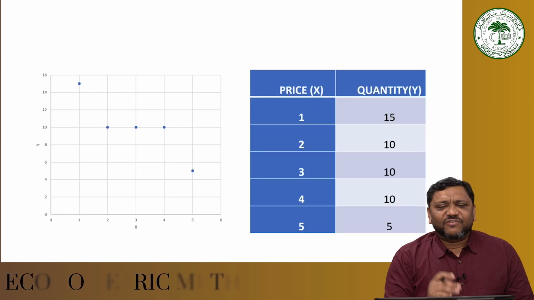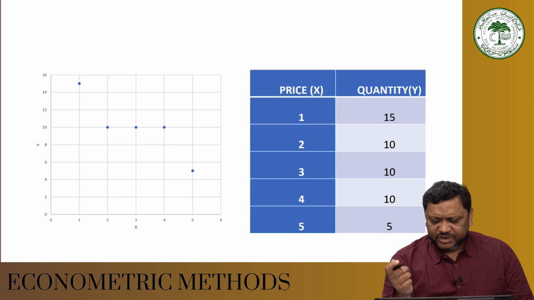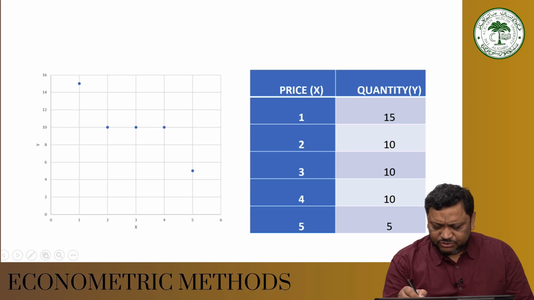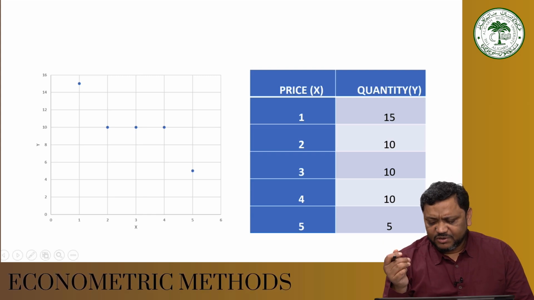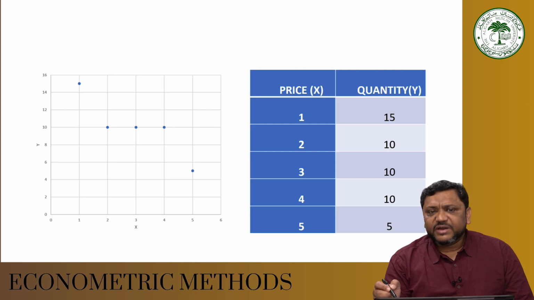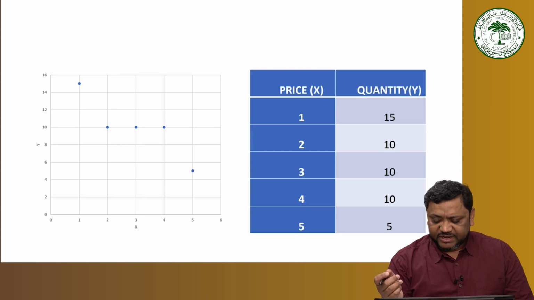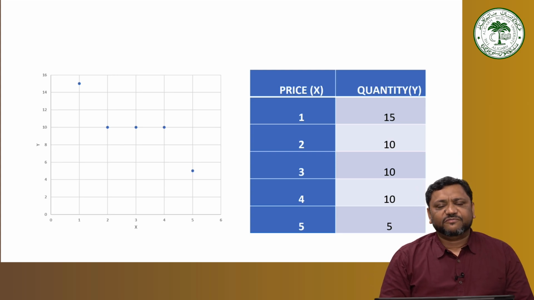Meaning thereby, we have data in front of us. It's purely hypothetical data. You can see that price is 1, 2, 3, 4 and 5, and the corresponding quantity demanded: for price 1 it's 15, for price 2 it's 10, for price 3 it's 10, for price 4 again it's 10 and for price 5 it's 5. So we have taken purely hypothetical data and tried to keep it simple so that our calculation is easy.